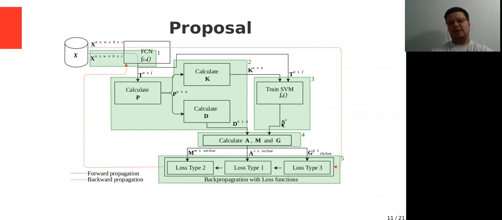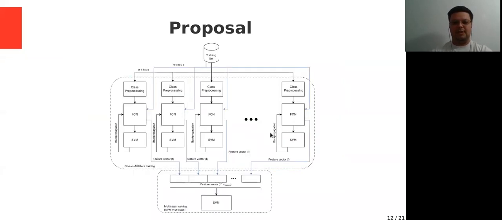These support vectors are used to calculate the matrices A, M, and G, which are used in our loss. This is all forward propagation, and this one is used in the back propagation step with the loss functions. So here we update our FCN again. This process repeats at every epoch. So we have another kernel and another SVM at each epoch; we retrain the SVM at each epoch.